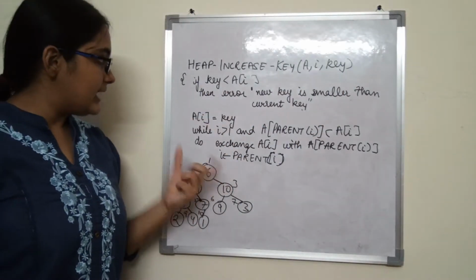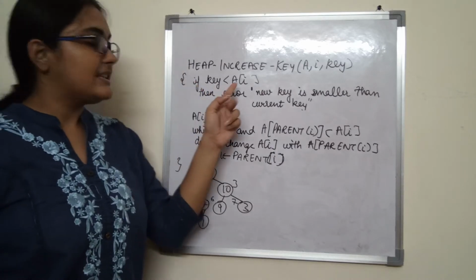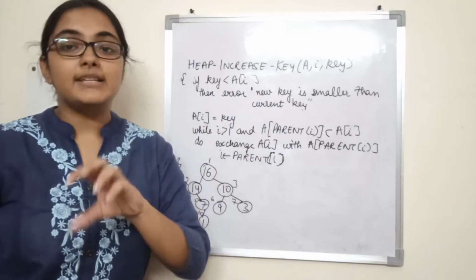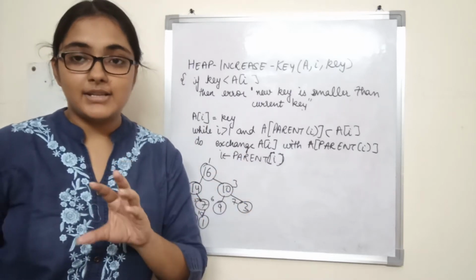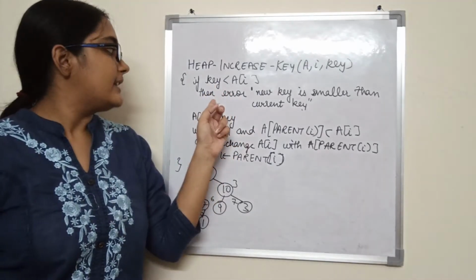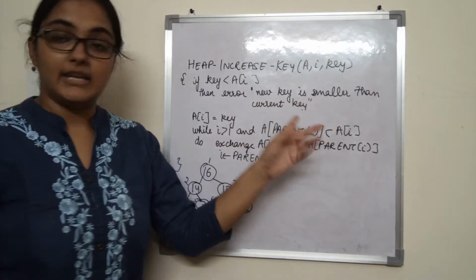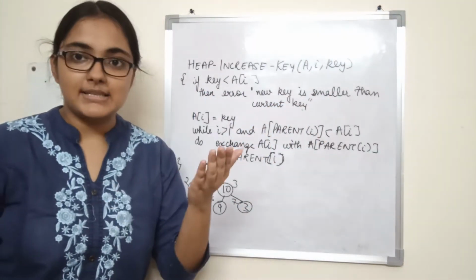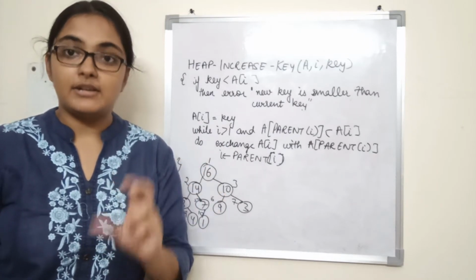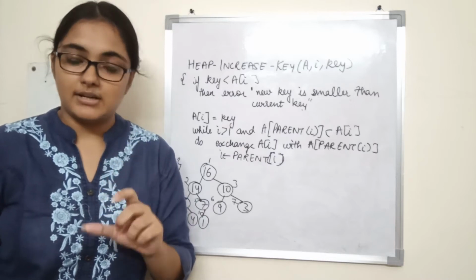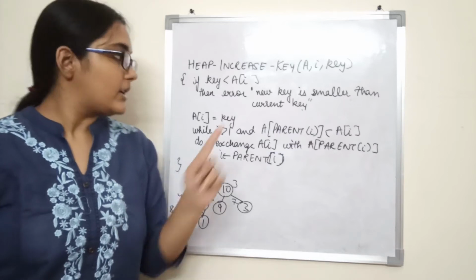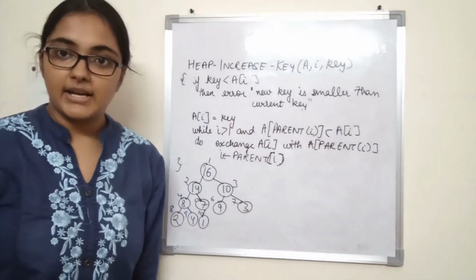Now let us see, if key is less than A of I, that is, if you want to insert an element that is smaller than the currently present element, what does that mean? It means that we are trying to decrease the key. So it will print an error: new key is smaller than current key. What we wanted to do was increase the key, but here the key is less than A of I, so it is not right. So it will print error, new key is smaller than the current key.